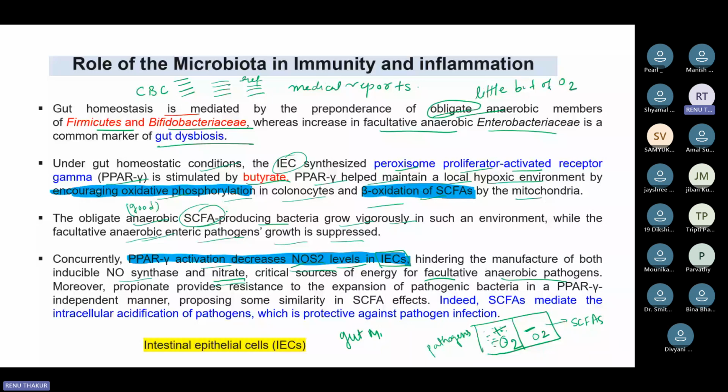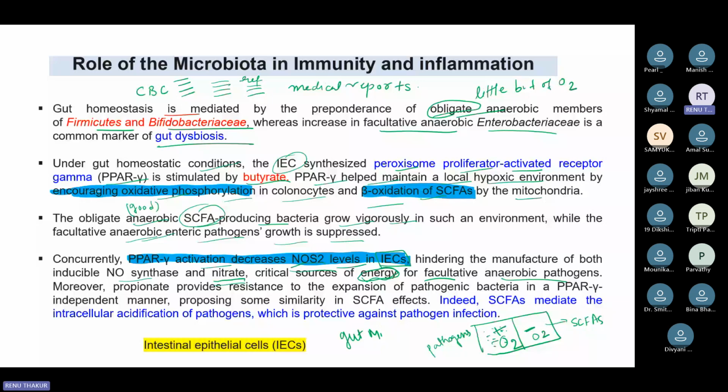Now, the third thing done by PPAR gamma is that it will decrease the NOS2 levels in the intestinal epithelial cells, and this will do what? This will not provide any kind of energy, because every cell requires energy, like we need energy to do any task. So any bacteria, any cell will require energy for its normal metabolic machinery. So if you are cutting off that particular energy source, then that bacteria will not be able to grow, not be able to do its metabolic work. So it will ultimately be reduced in that particular gut area.